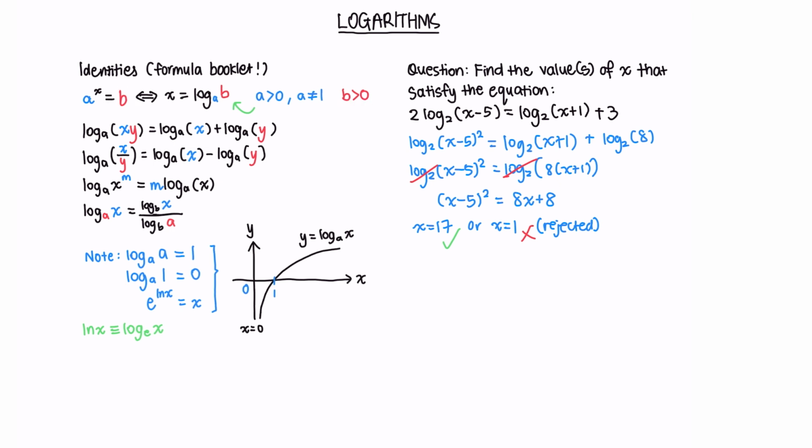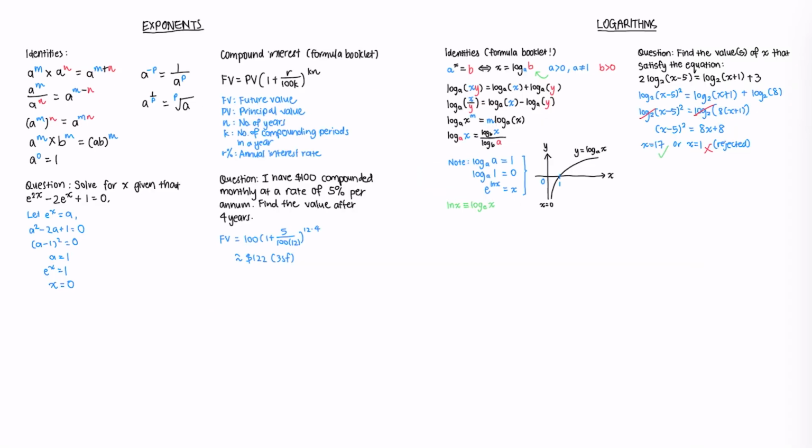Alright, so in this case, why is 1 rejected? Because if we substitute 1 back into here, we realize we get log base 2 of -4, which is just wrong. So our final answer is just x equals to 17. And here's the summary sheet for exponents and logarithms.